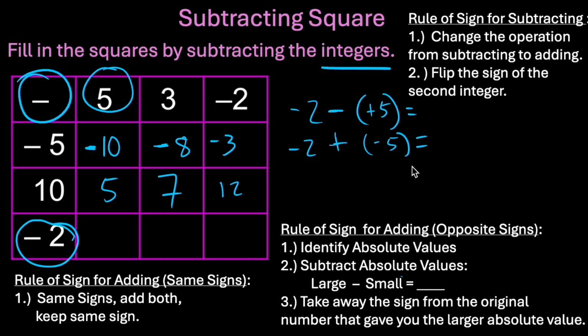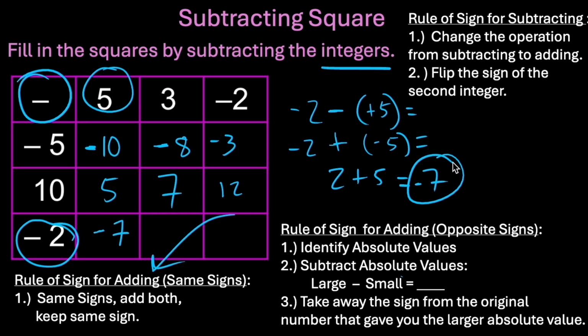Okay, I'm looking at the two numbers, and we're adding two numbers that have the same sign. So we have to use the rule of sign for adding the same sign. Sorry about that. So 2 plus 5 is 7. And we keep the same sign. So the answer is negative 7. Easy. So the rule states that if you're adding two numbers and they have the same sign, you add them both and keep the same sign. So negative 7 is the answer. Sorry about that.